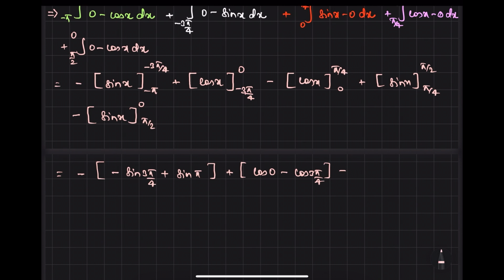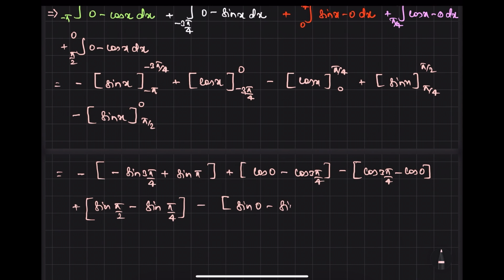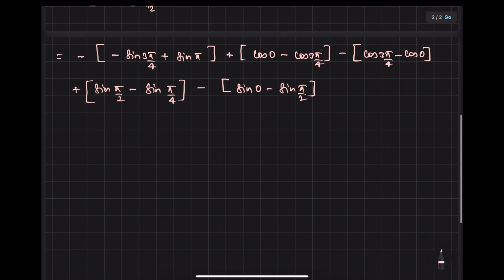Now minus cos 3 pi by 4 minus cos 0, plus sine pi by 2 minus sine pi by 4, minus sine 0 minus sine pi by 2. Okay, now just substitute the values.